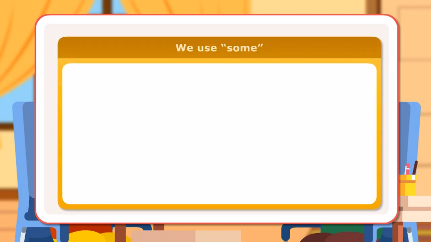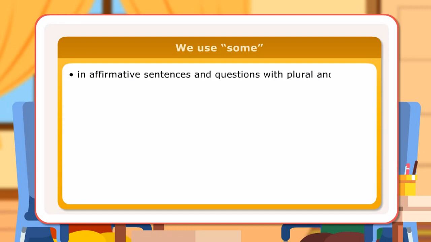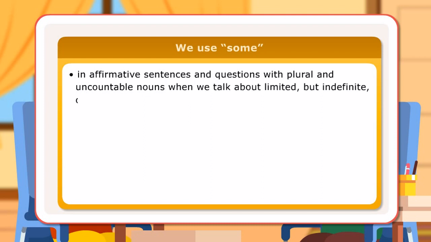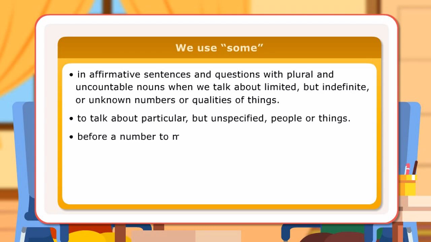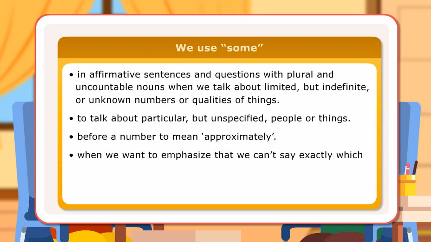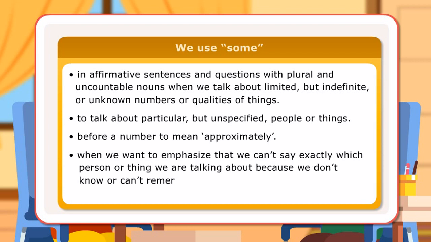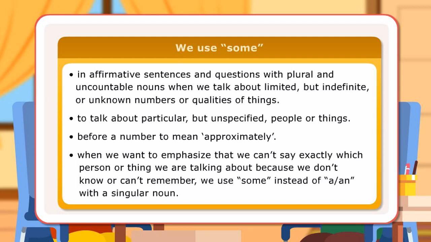Usage. We use some in affirmative sentences and questions with plural and uncountable nouns when we talk about limited but indefinite or unknown numbers or quantities of things, to talk about particular but unspecified people or things, and before a number to mean approximately. When we want to emphasize that we can't say exactly which person or thing we are talking about because we don't know or can't remember, we use some instead of a or an with a singular noun.